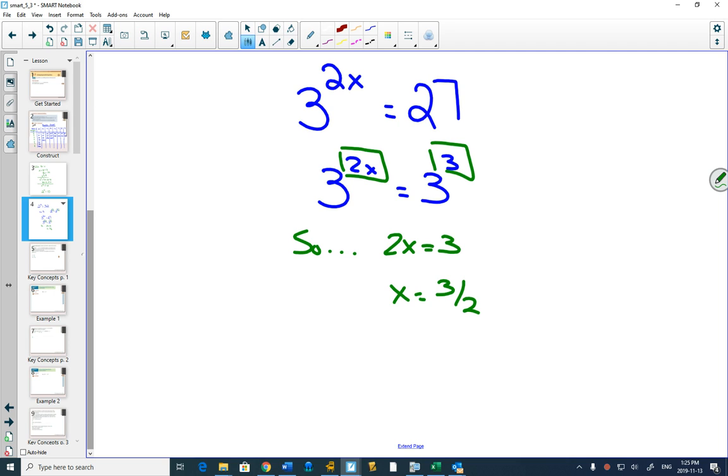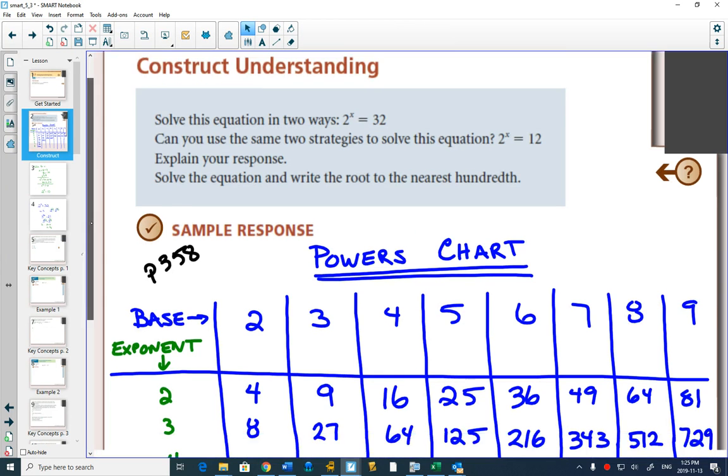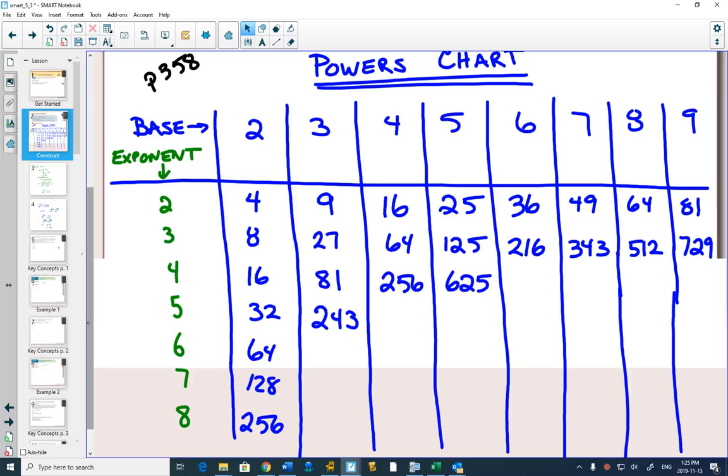So what we're going to do for the next couple of questions is think about our powers chart, and use the strategy that if we can get the bases the same on both sides of an equation, then the exponents would have to be the same too if they're equal to each other. With that idea, we can solve a number of questions as long as they fit within the powers chart. Later on in this unit, we're going to look at what we can do when it doesn't fit in the powers chart. So, going to example 1.